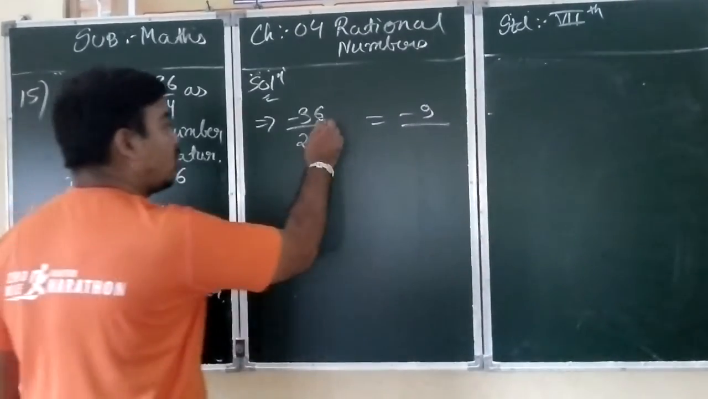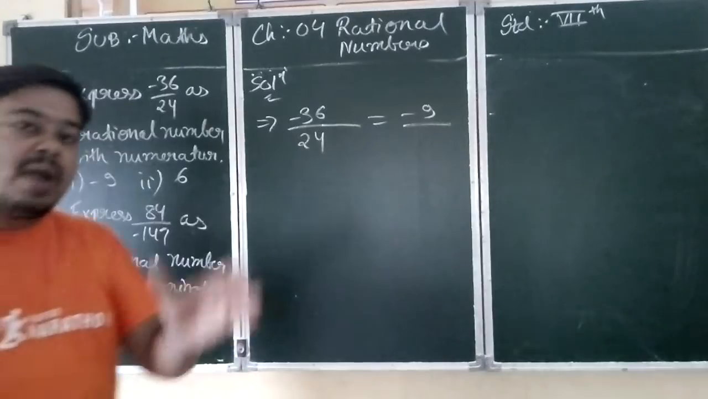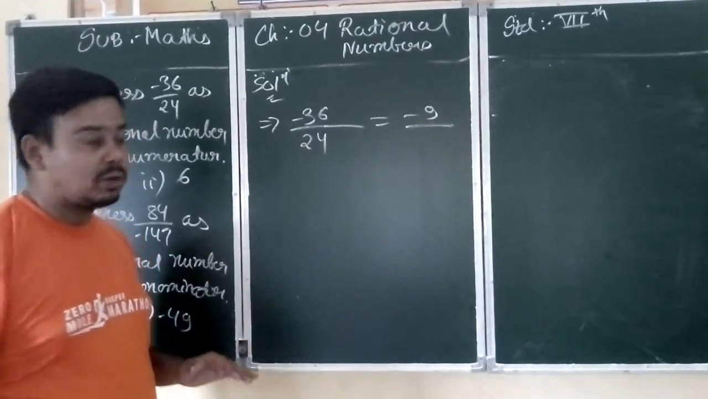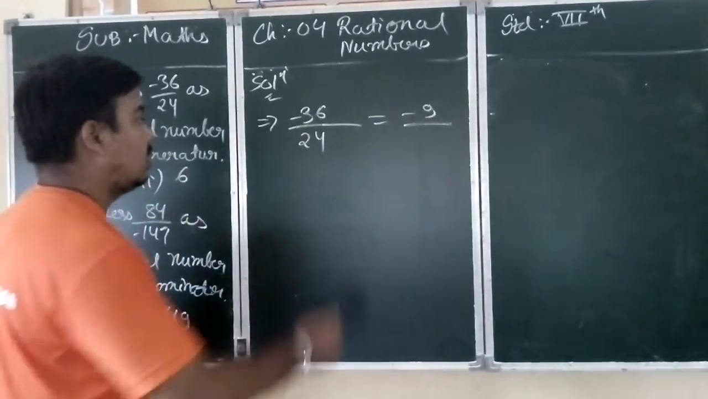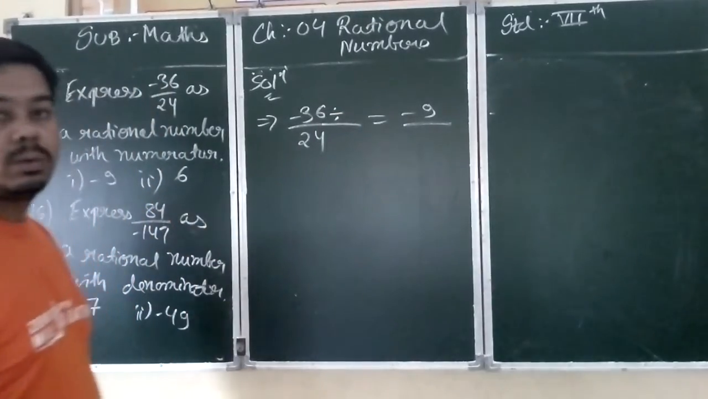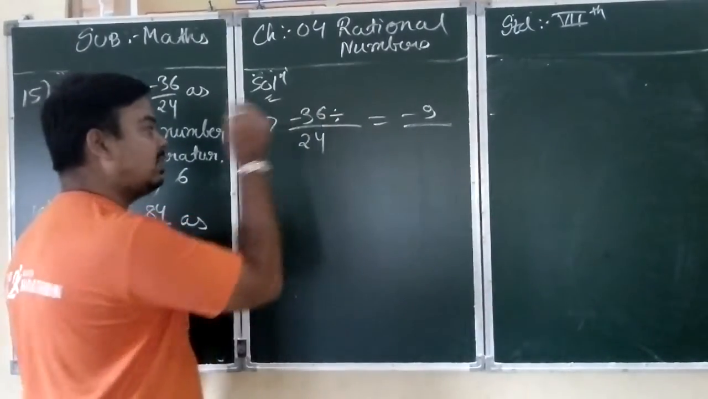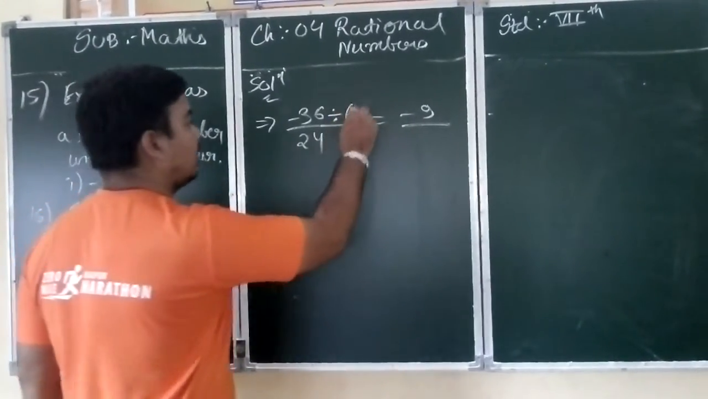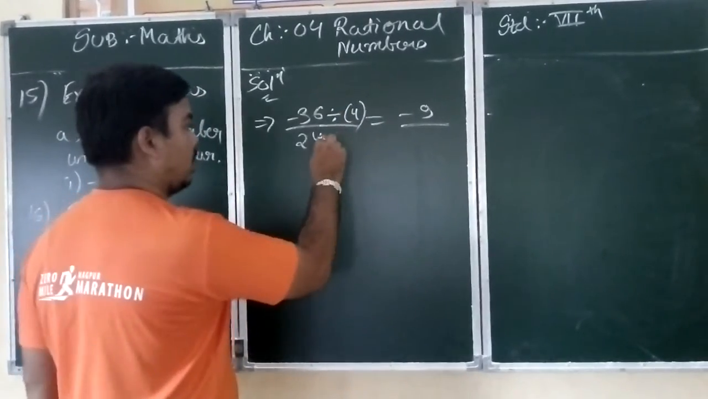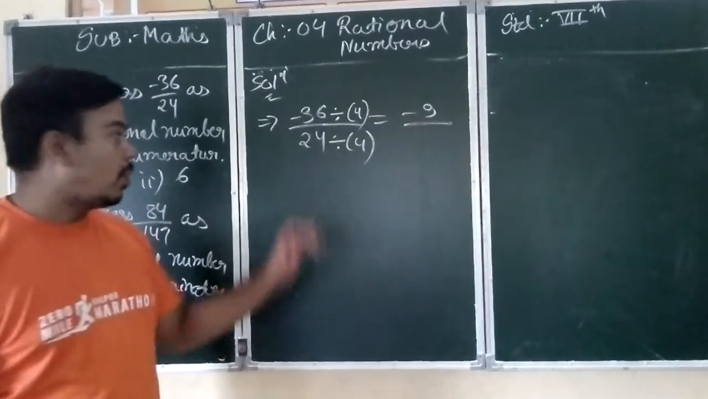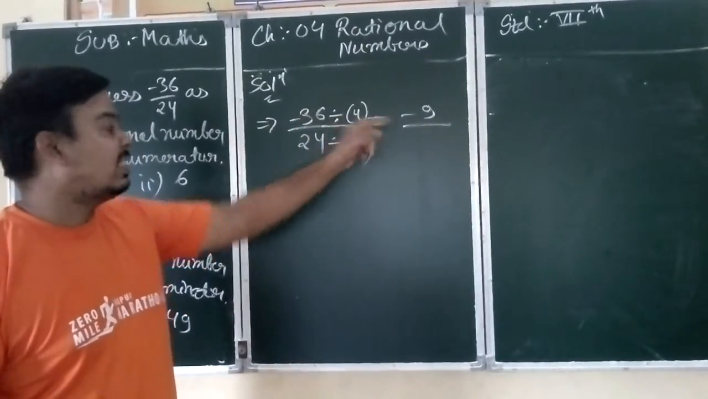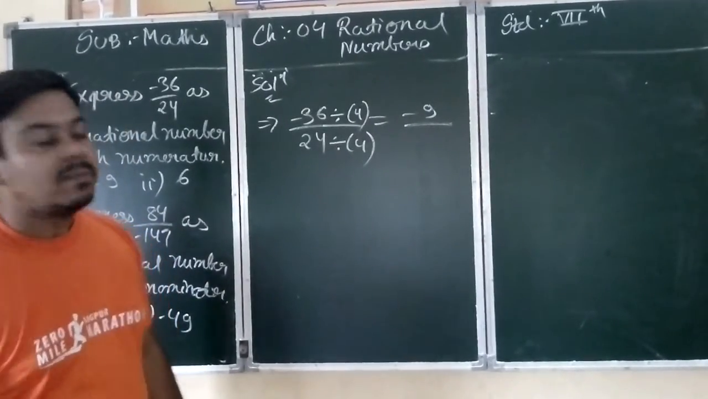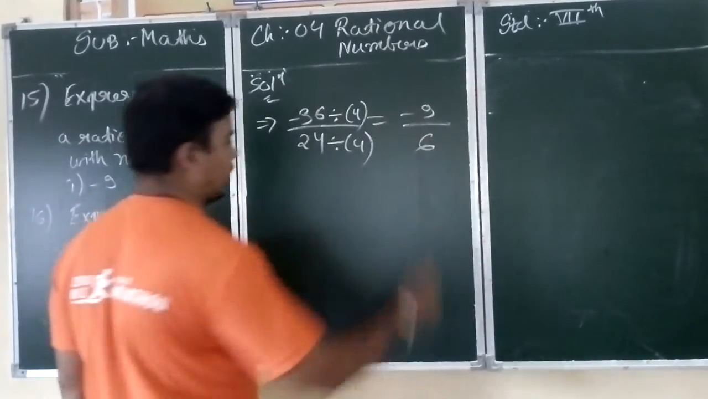So this number minus 36, we divide by which number? We divide here because the number is smaller. We divide by which number to get the answer minus 9? Minus 36 divided by 4 gives minus 9. So the denominator is also divided by 4. 24 divided by 4 is 6.